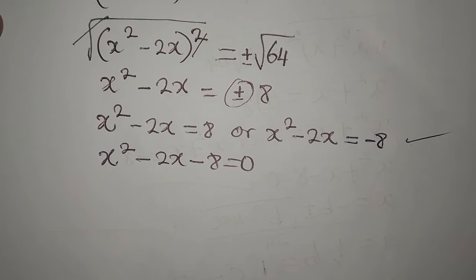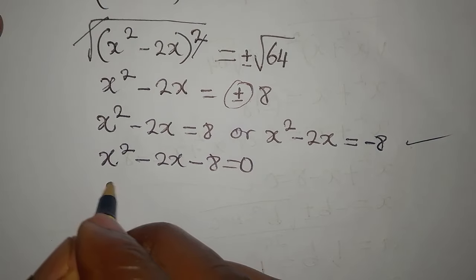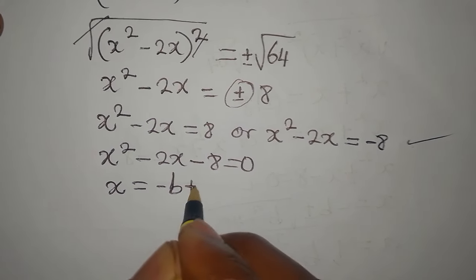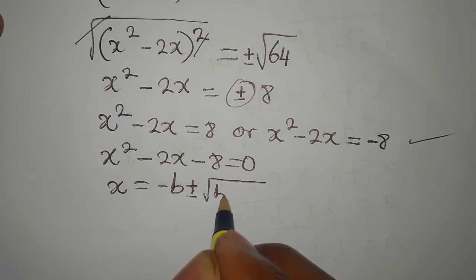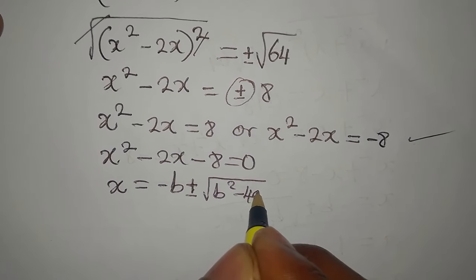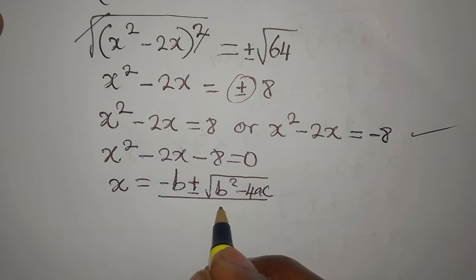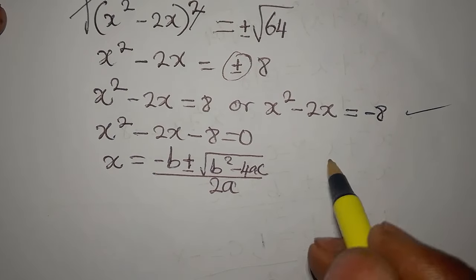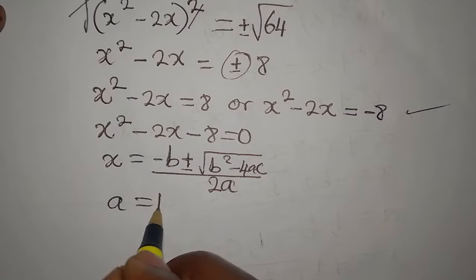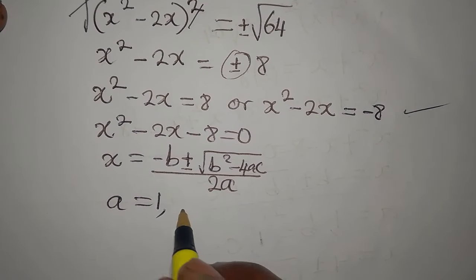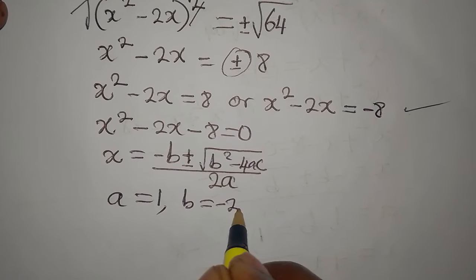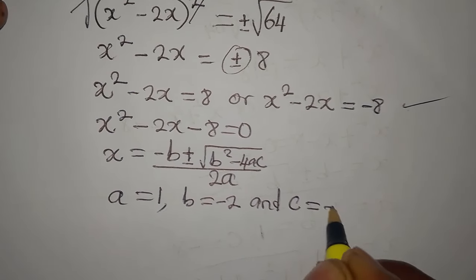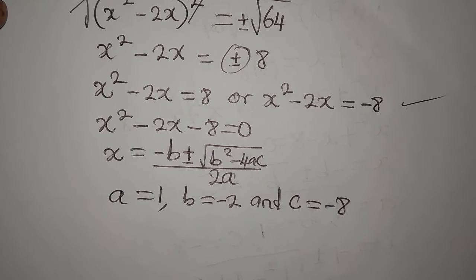Okay, now let's use the formula method to deal with this. Our x is equal to minus b plus or minus the square root of b squared minus 4ac, then we divide all through by 2a. But we have our a to be 1, the coefficient of x squared, b to be minus 2, the coefficient of x, and c to be minus 8, which is the constant.